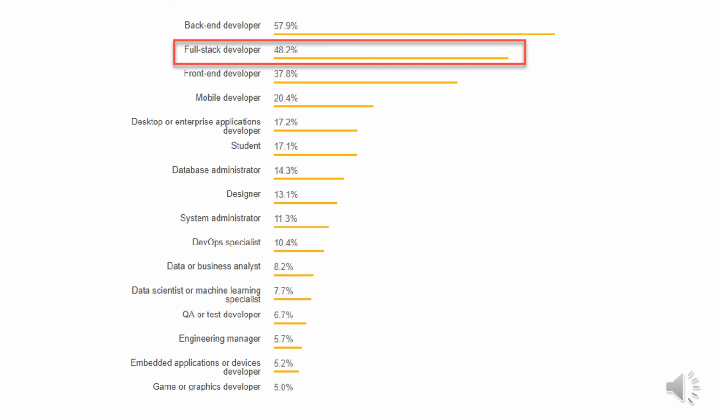QA, which means quality assurance, or test developer is 6.7%. Engineering manager, 5.7%. Embedded application or device developer, 5.2%. Game or graphic developer, 5%. So as you see, if you are a full stack developer, you will be in demand because that covers 48.2% of the market.